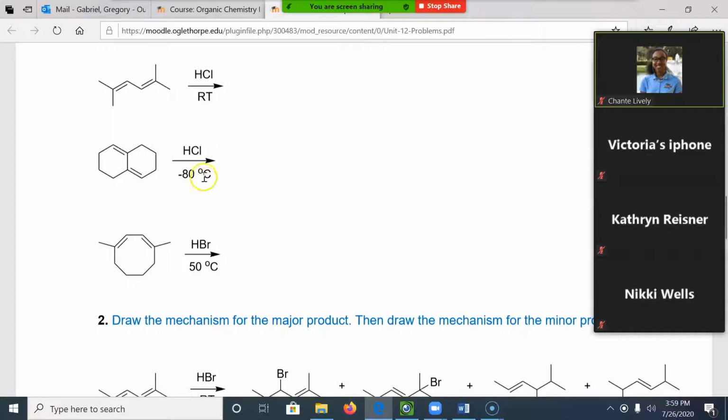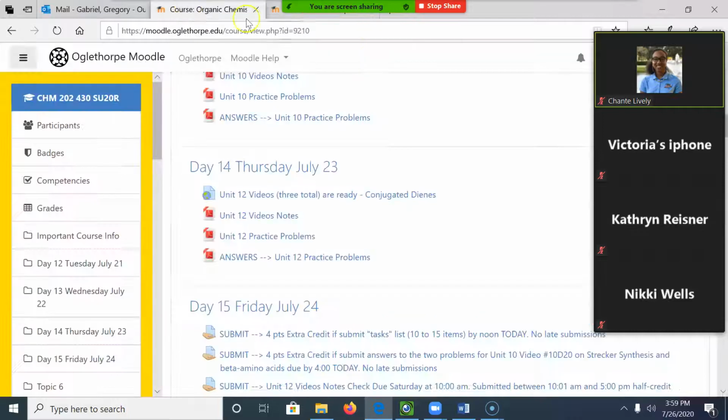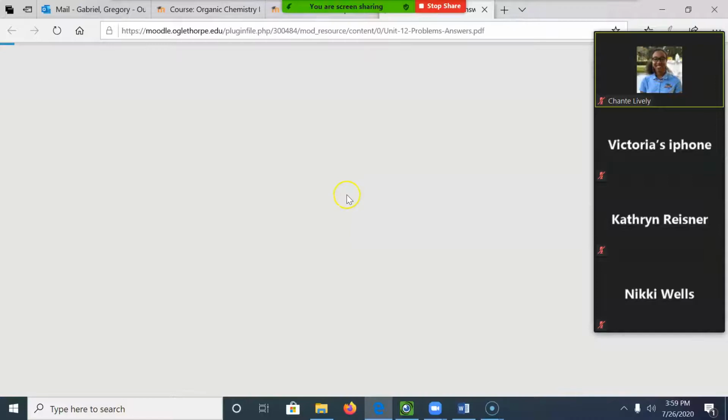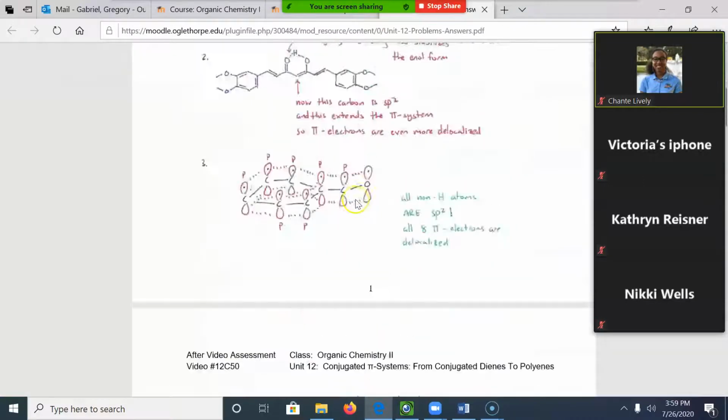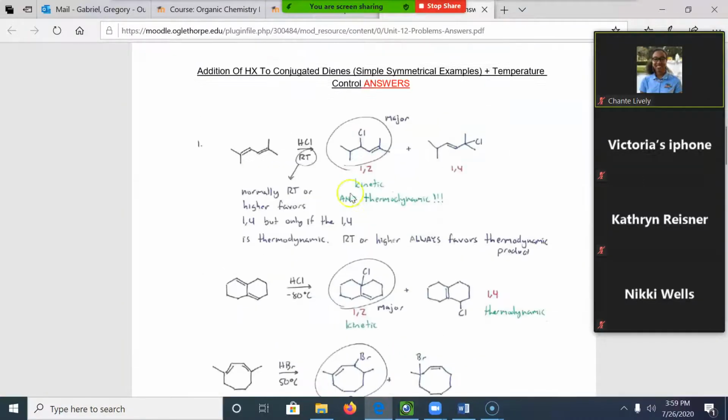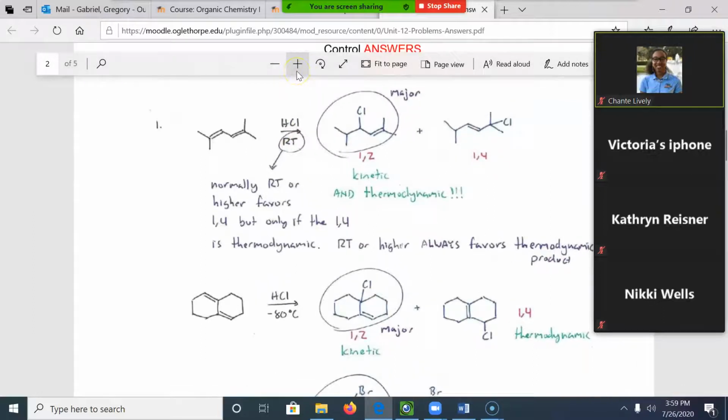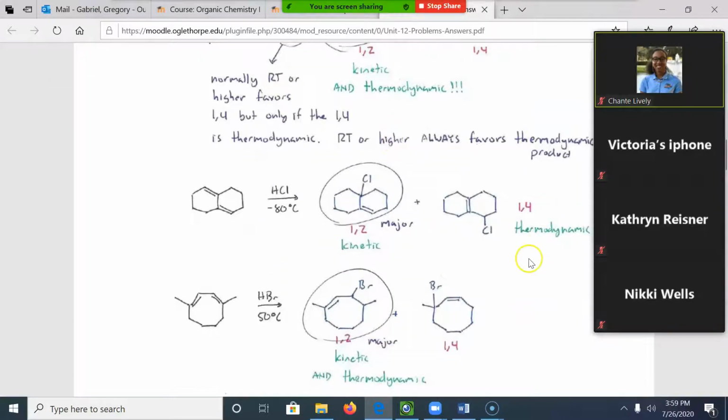But we have very low temperature. So we are going to favor the kinetic. So what does a kinetic answer look like? Again, here we are. Hopefully you can see that. So we were discussing this problem here. Okay, good. This is a kinetic.